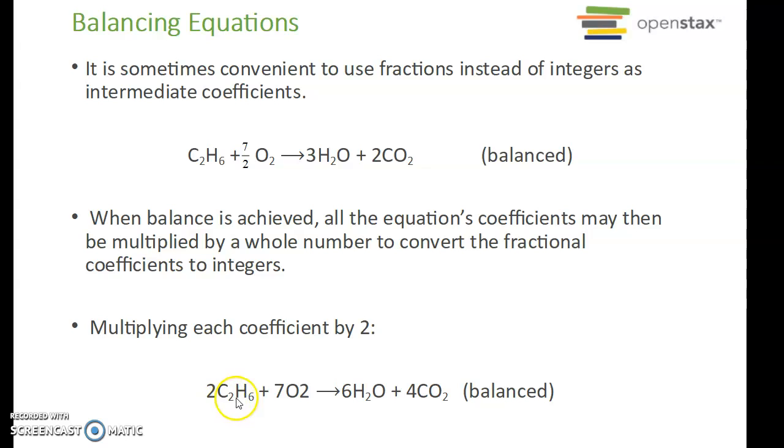So it's C2H6, that's ethane, right? This right here was a glitch on the slide. This is supposed to be a subscript. This is not supposed to be a large number. 2 times 7 halves ends up with 7 here. 2 times 3 gives you 6 here. 2 times 2 gives you 4 there.